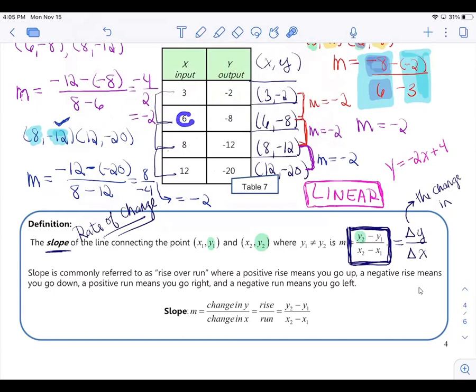If I do 6 times -2, I get -12. I add 4, I get -8. 8 times -2 is -16. I add 4, I get -12. 12 times -2 is -24. Add 4, I get -20. But all we're concerned with, your relationships won't be that challenging when you're trying to come up with your equations. But I just wanted to relate it to what we were just doing.